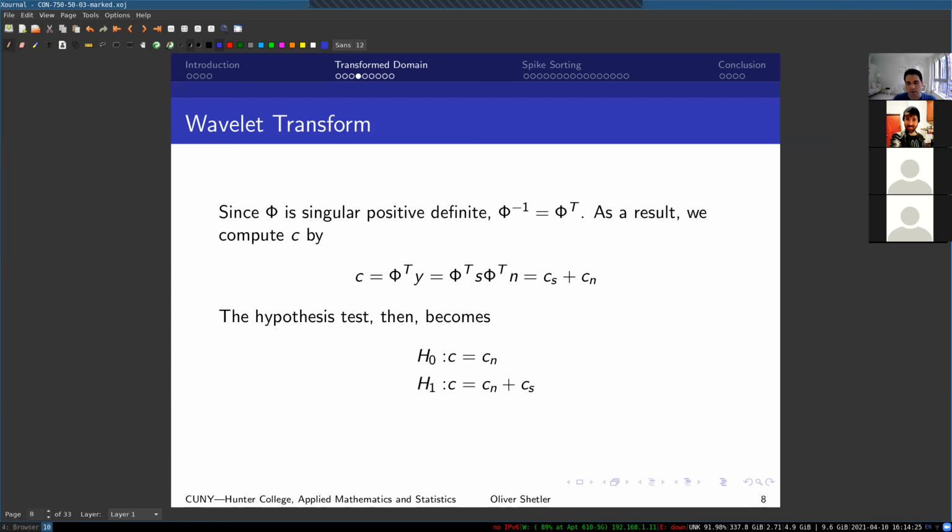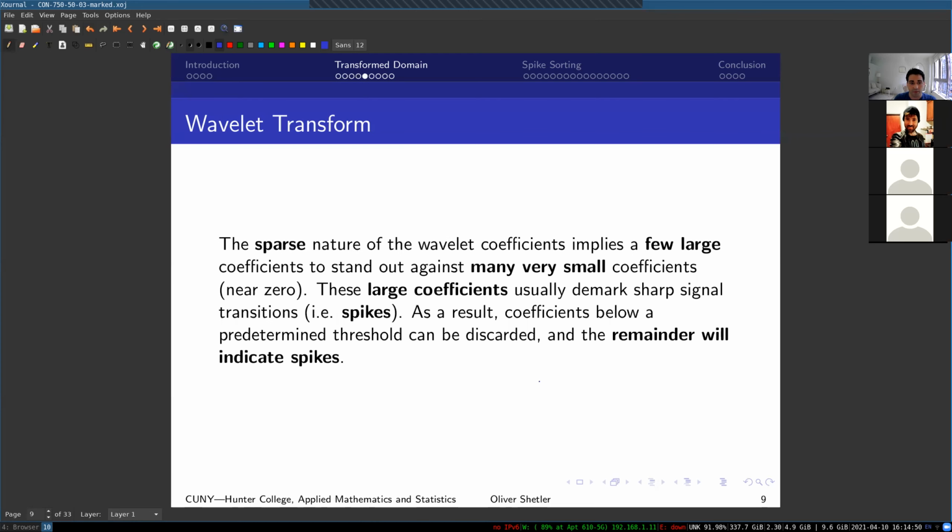And we can decompose this into c from the signal and c from the noise. The hypothesis test then becomes basically just the coefficients associated with noise for H naught. And for the alternative hypothesis, you have the coefficients associated with noise plus the coefficients associated with a spike.